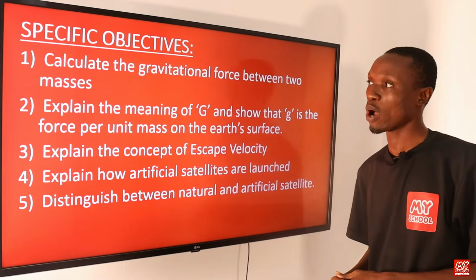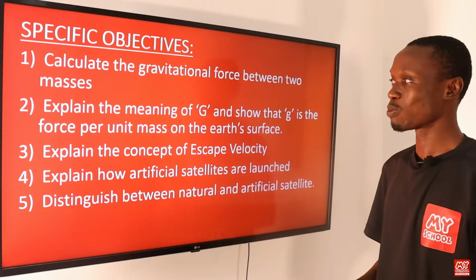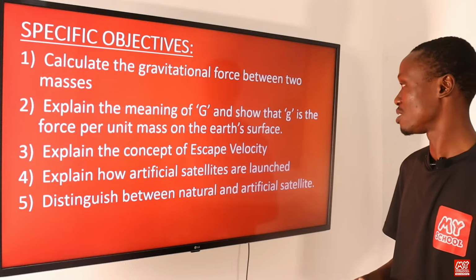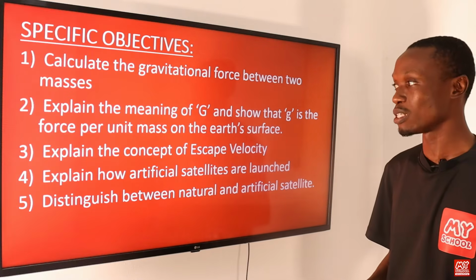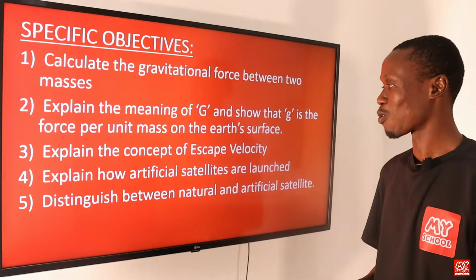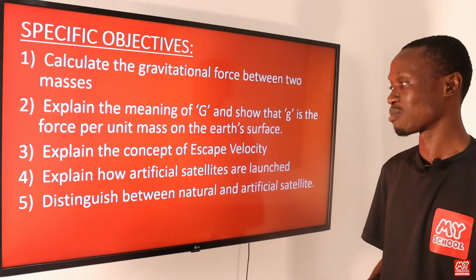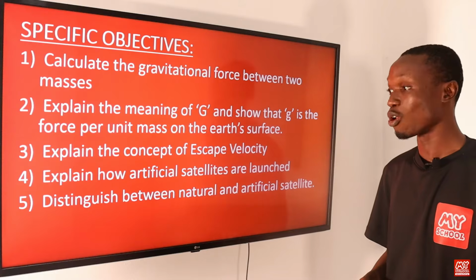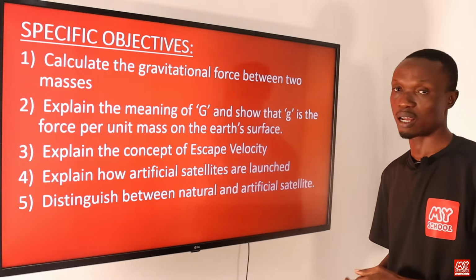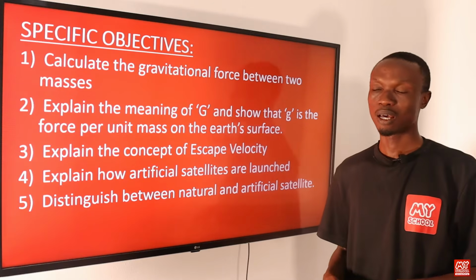Objective number 1, calculate the gravitational force between two masses. 2, explain the meaning of capital letter G and show that small letter g is the force per unit mass on the Earth's surface. 3, explain the concept of escape velocity. 4, explain how artificial satellites are launched. And 5, distinguish between natural and artificial satellites. So let's kick off with our lesson.